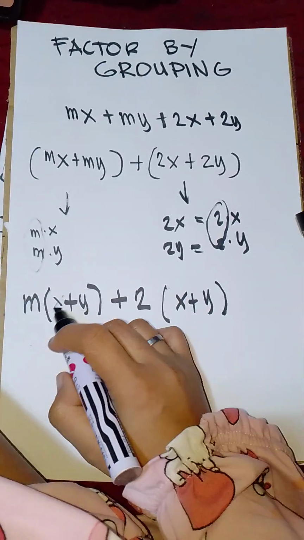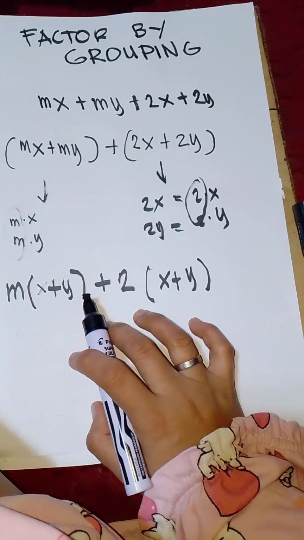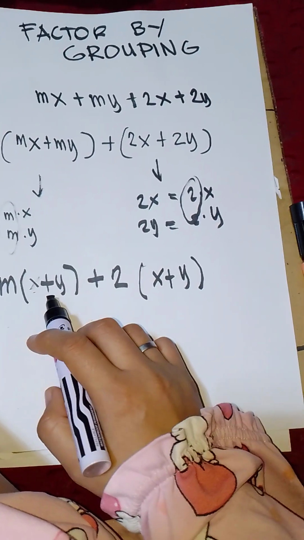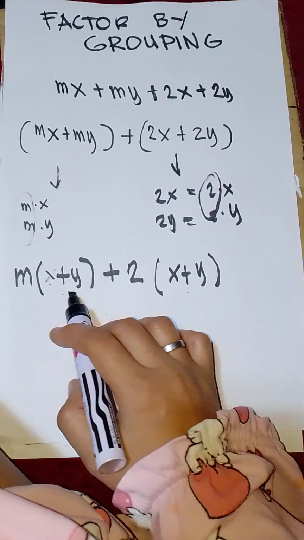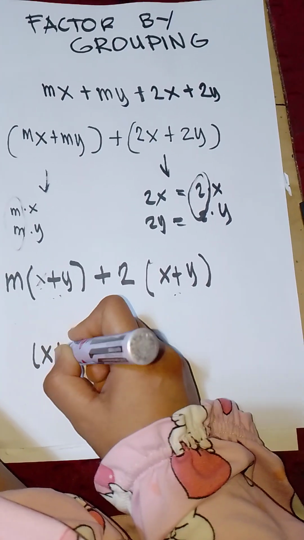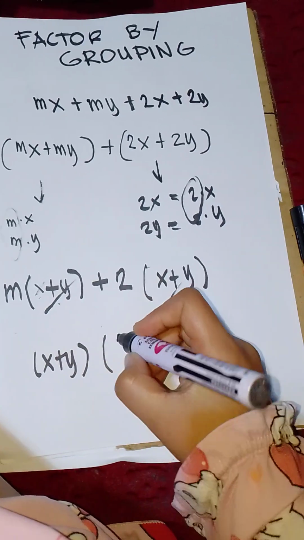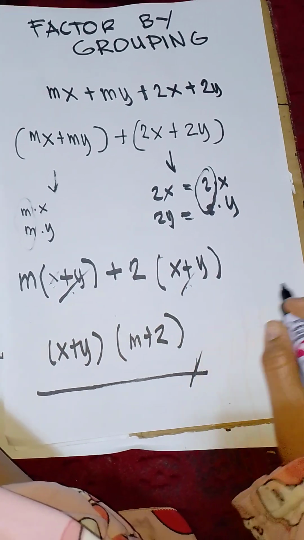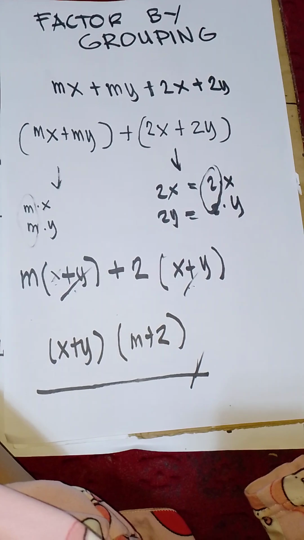So after that, we're going to proceed to the binomial common factor. Because you have x plus y, and you also have another x plus y. These are the common binomial. So we're going to write them as 1: x plus y. Then what remains is m plus 2. So the answer is this: x plus y multiplied to m plus 2.